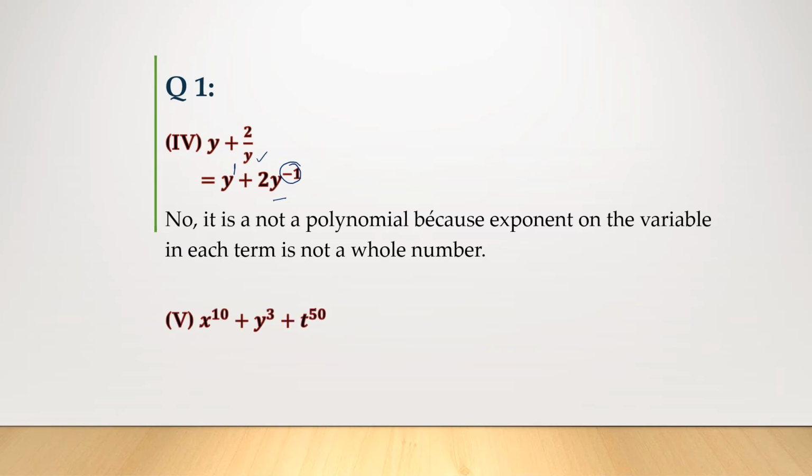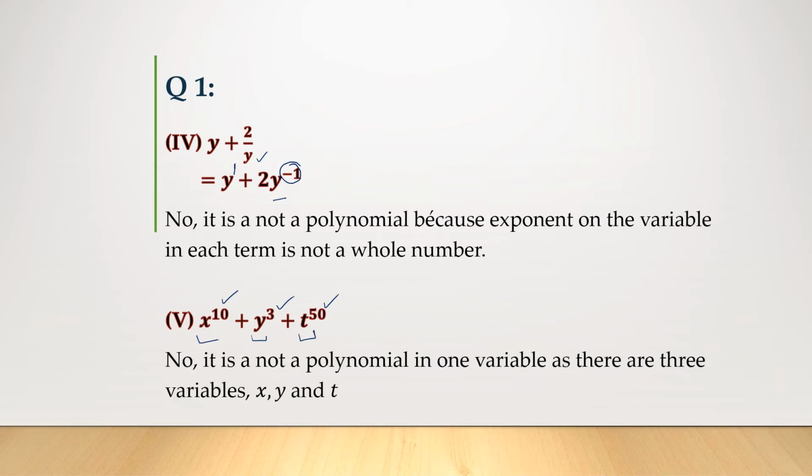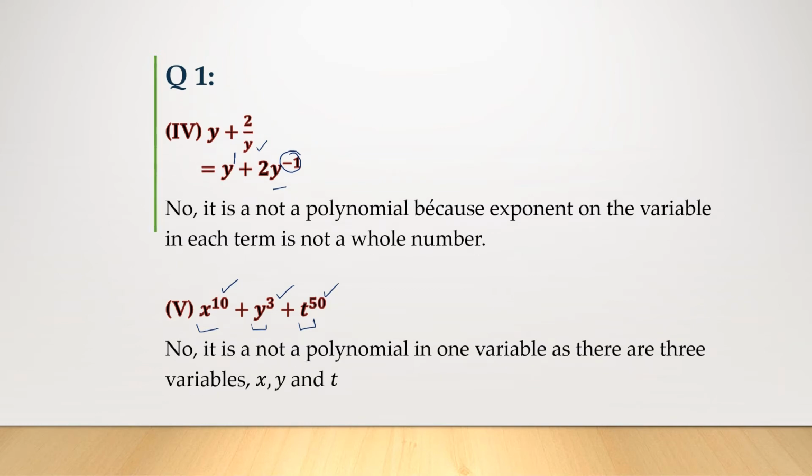Last part, x power 10 plus y power 3 plus t power 50. Now if we see the exponent on each term, yes, these are whole numbers. So yes, it's a polynomial, but this is not a polynomial in one variable as they have used three variables, x, y and t. No, it is not a polynomial in one variable as there are three variables x, y and t.